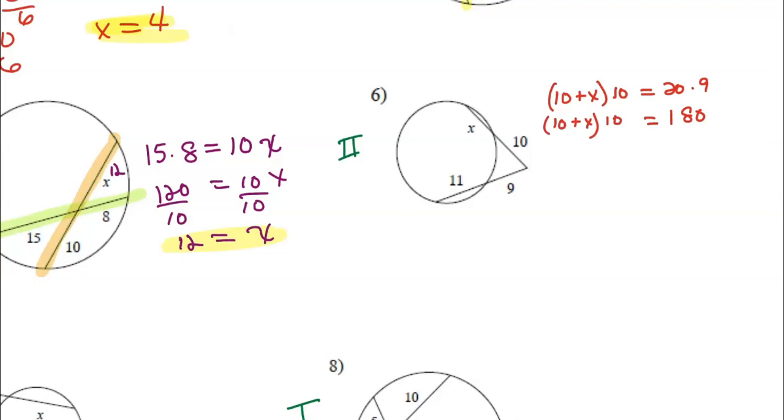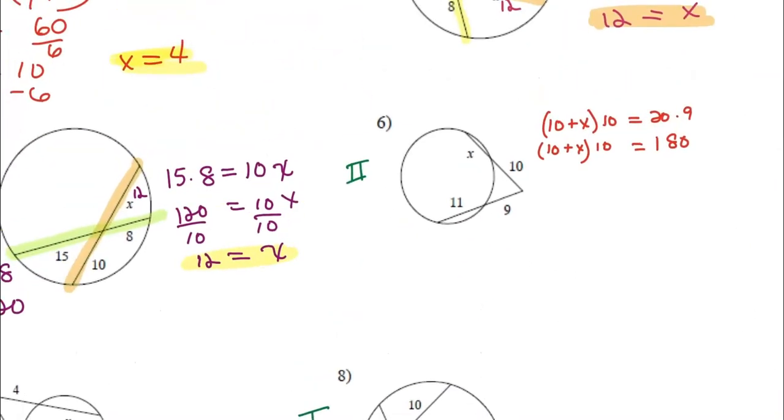So I'm just going to rewrite this piece, and I'm going to continue to keep the numbers small. To do that, what I'm going to do is divide both sides by 10. If I divide this by 10, it's gone. Divide this by 10, and I'm getting 18. So I have 10 plus x equals 18. So x will equal 18 minus 10, which is 8.